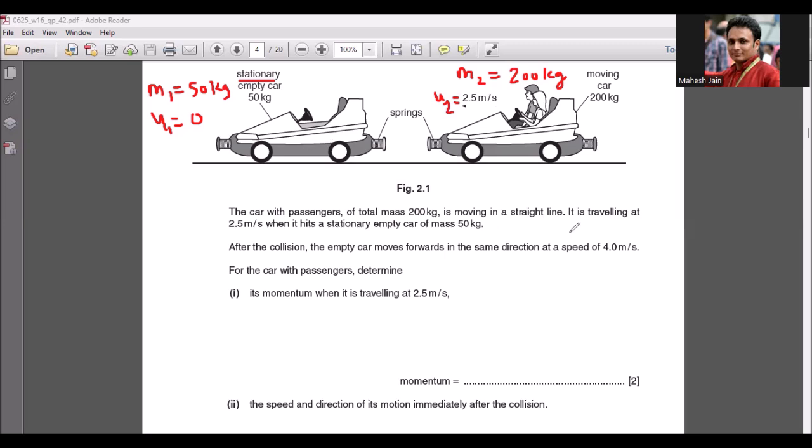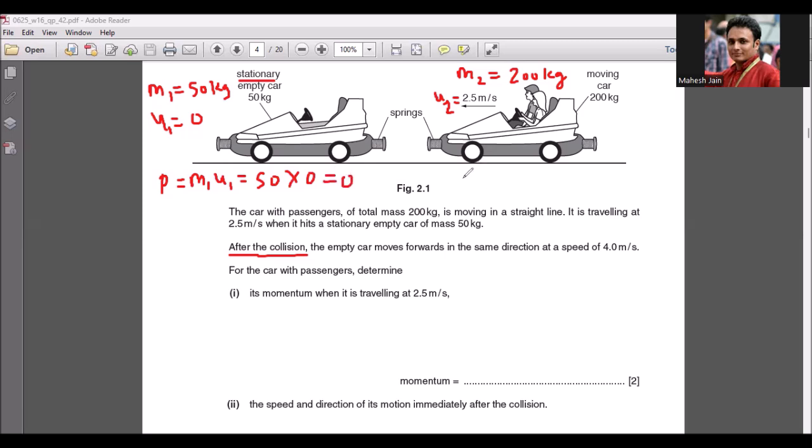The question says the car with passenger of total mass 200 kg is moving in a straight line. It is traveling at a speed of this much when it hits a stationary car of mass 50 kg. So based on this, we can find the momentum before collision. Momentum for this car is m1u1, which is 50 into 0 because this is stationary. So momentum of this car is 0.